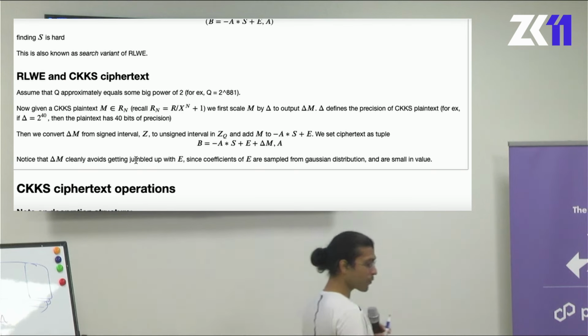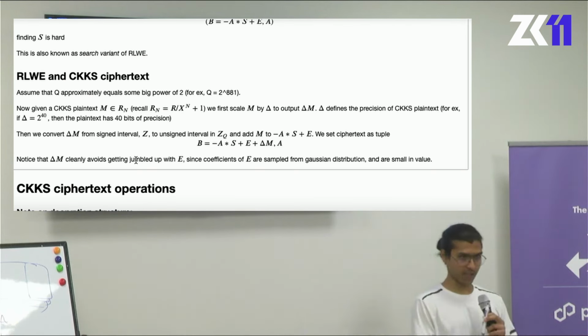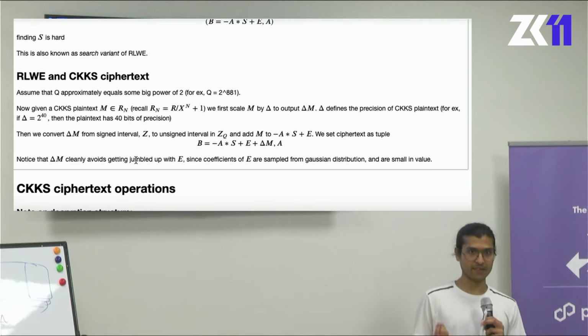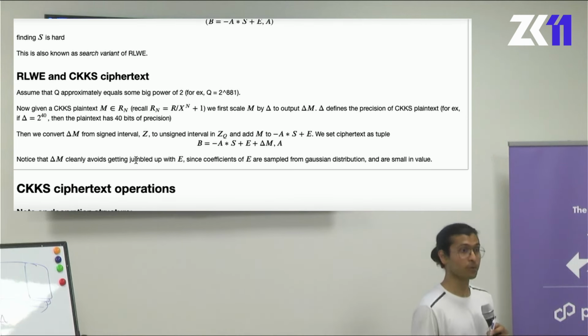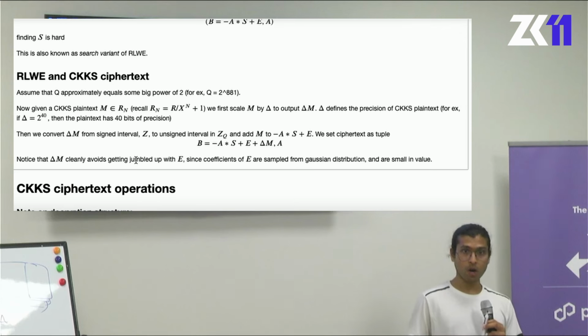So now, once we have a ciphertext, how do we work with that ciphertext? How do we perform operations on the ciphertext so that the same operations are performed on the plaintext? Okay?